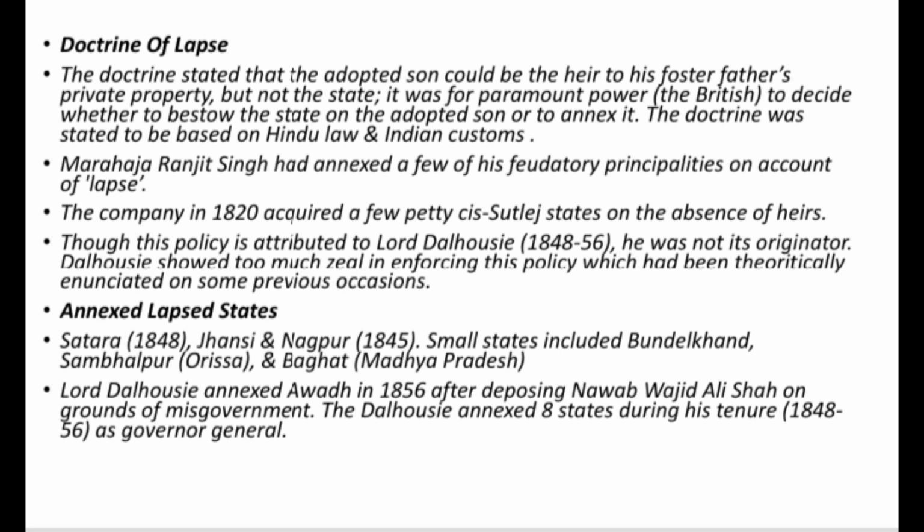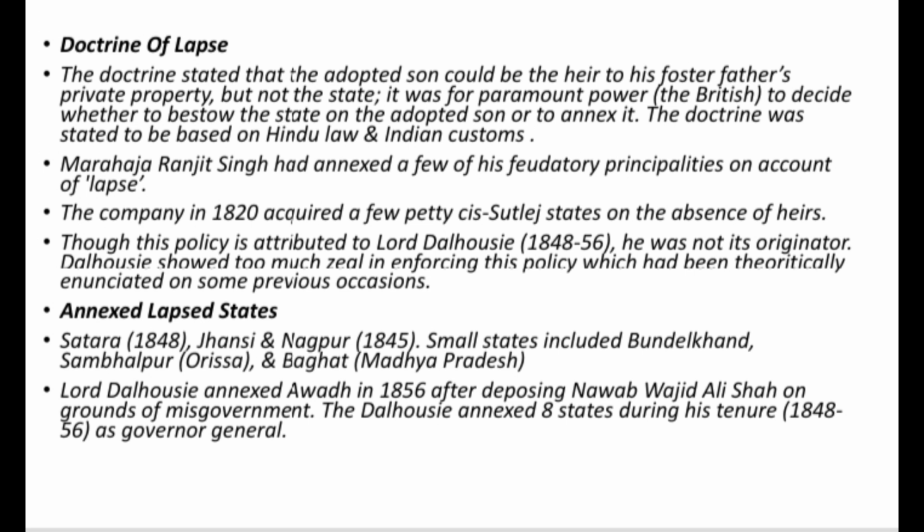It was a matter of chance that during Dalhousie's term many rulers of states died without a male issue, and seven states were annexed under the Doctrine of Lapse. The most important of these were Satara in 1848, and Jhansi and Nagpur in 1854, and the other small states including Jaitpur, Bundelkhand, Sambalpur in Orissa and Baghat in Madhya Pradesh. And Lord Dalhousie annexed Awadh in 1856 after deposing Nawab Wajid Ali Shah on grounds of misgovernance.